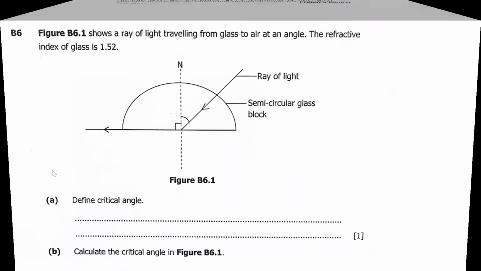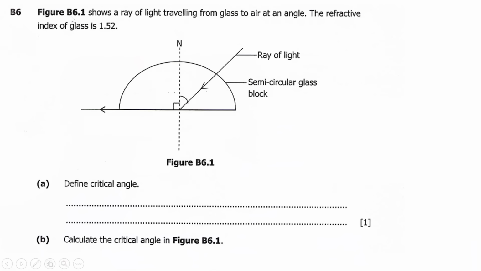We move on. B6 says figure B6.1 shows a ray of light traveling from glass to air at an angle. The refractive index of glass is 1.52. Then this is a ray of light moving from glass to air. This is a semicircular glass block. This is the normal. Once it reaches there, it is refracted.